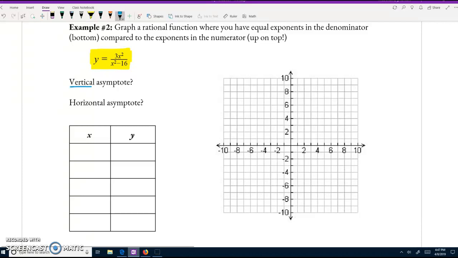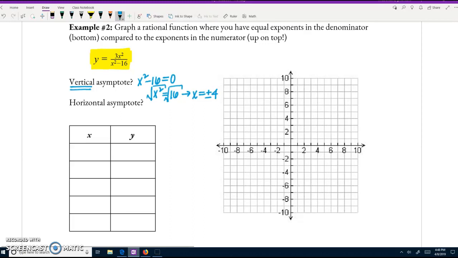So first we want to find our vertical asymptotes, which means that we want to take our denominator and figure out what would cause it to be equal to 0. So I can take x squared minus 16, set that equal to 0. And in order to solve this equation, I can add over the 16. And then to undo the square, I can take the square root of both sides, which means I'm going to have two different vertical asymptotes, one at positive 4 and one at negative 4.